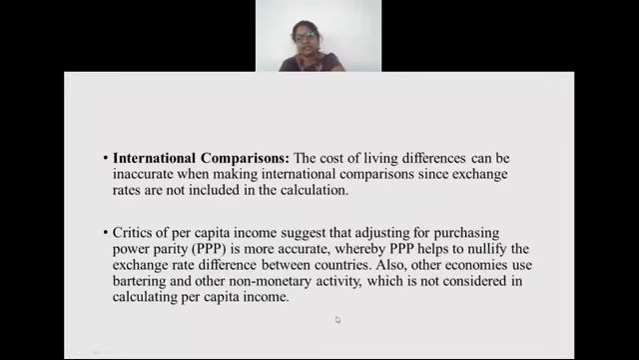International comparisons: the cost of living differences can be inaccurate. Suppose, as I told you, in the city 4 persons are living in the family and one tender coconut is 40 rupees. 40 into 4, 160 rupees. Every day they cannot spend that. They cannot afford it, so they forgo it, or they purchase only one and give it to the small child or to the elder person.